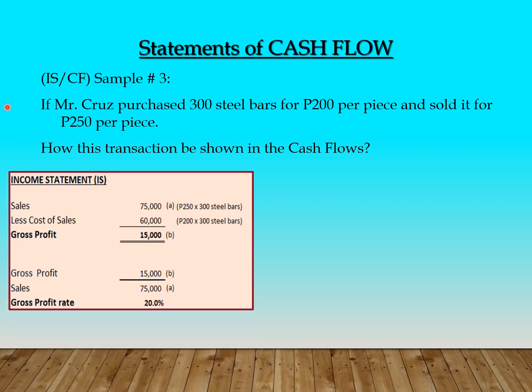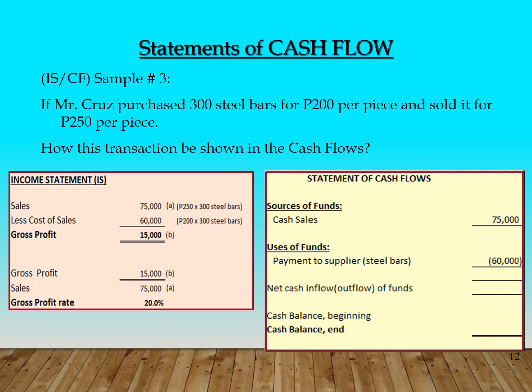In relation to the income statement, it is reflected under the sales and cost of sales accounts. While in the statement of cash flows, it is under the sources of funds, which is cash sales, an addition to the cash, and uses of funds, which is payment to suppliers. These are reductions to cash.